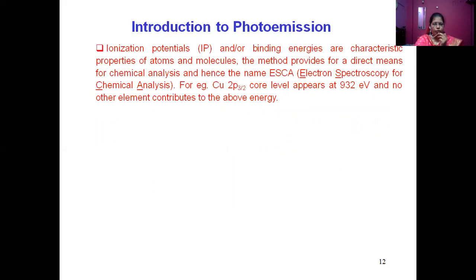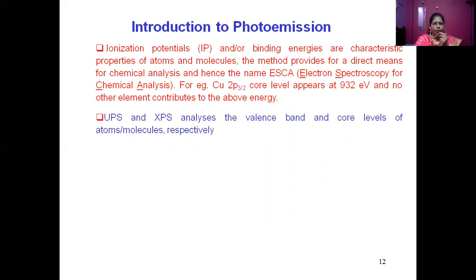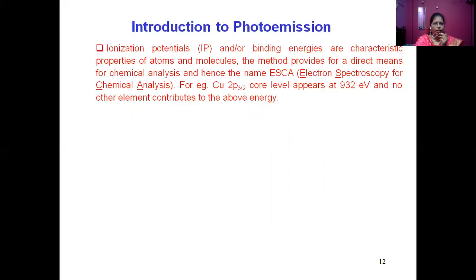So, introduction to photoemission. Ionization potential and binding energies are characteristic properties of atoms and molecules, and the method provides a direct means for chemical analysis, and hence the name ESCA, electron spectroscopy for chemical analysis. We can see here an example. For copper 2p3/2, the core level appears at 932 electron volt, and no other element contributes to the same binding energy region.